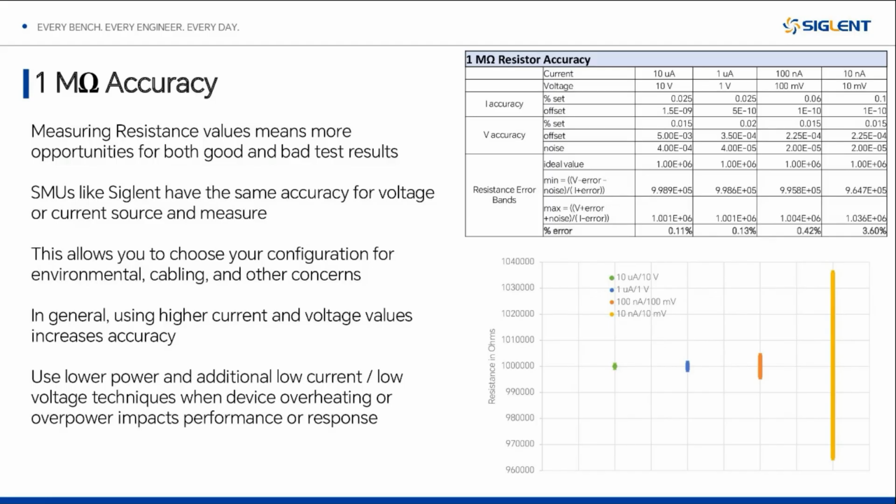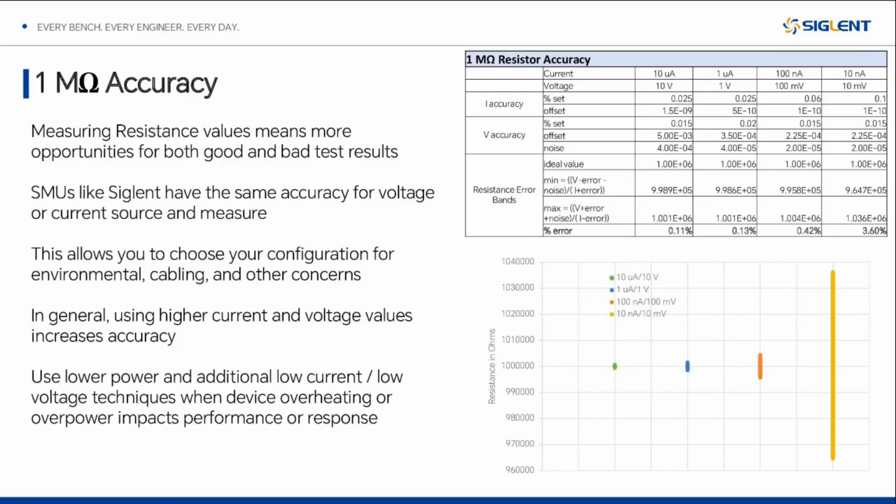And so here's a brief description of how our instrument would deal with it, but this is pretty standard across all source measure units. Typically, this chart shows the resistance error bands you might get from different sourcing and measuring configurations. As you go up in current, it's a 1 megohm resistive test.